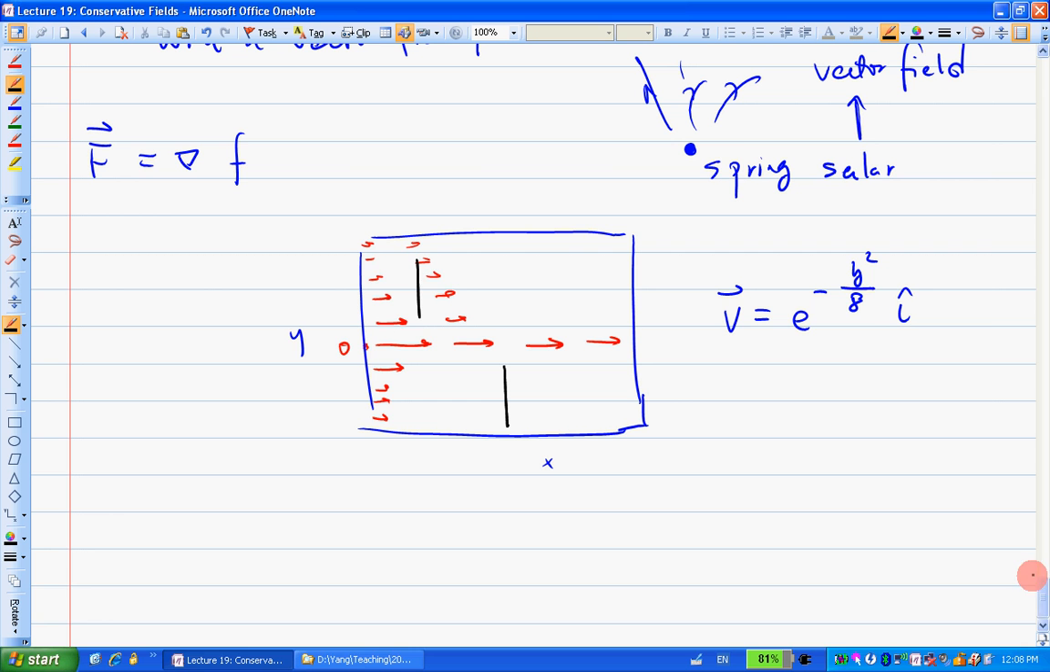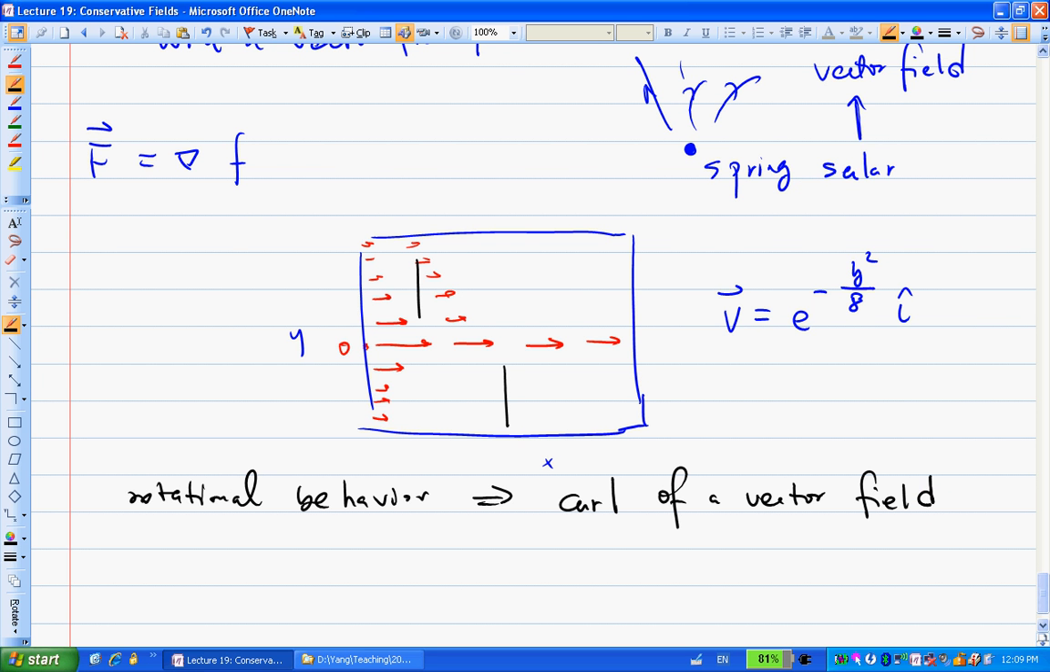So basically, what happens here is this is a vector field. Now you put something into the vector field, and then there's a rotational behavior due to this vector field. Okay, so this rotational behavior is actually what motivated the finding of this so-called curl of a vector field. Okay, so that's the motivation in here.